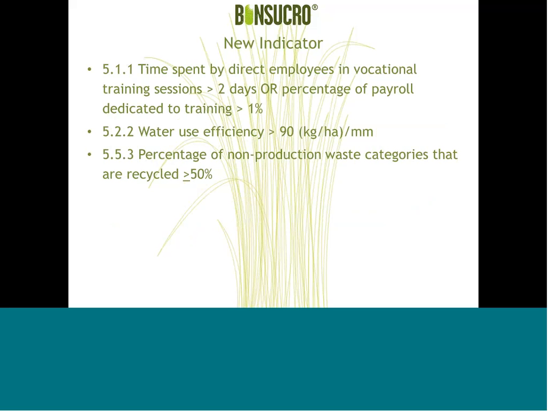The last bit of the new additions are an amendment to the direct employee vocational training, which has to be either superior to 2 working days spent by employees in vocational training, or, as it's currently required, the percentage of payroll dedicated to training should be equal to or superior to 1%. The following indicator looks at the water use efficiency for irrigated cane, and the objective is to have an efficiency higher than 90 kilograms per hectare per millimeter of irrigated water added to the cane.